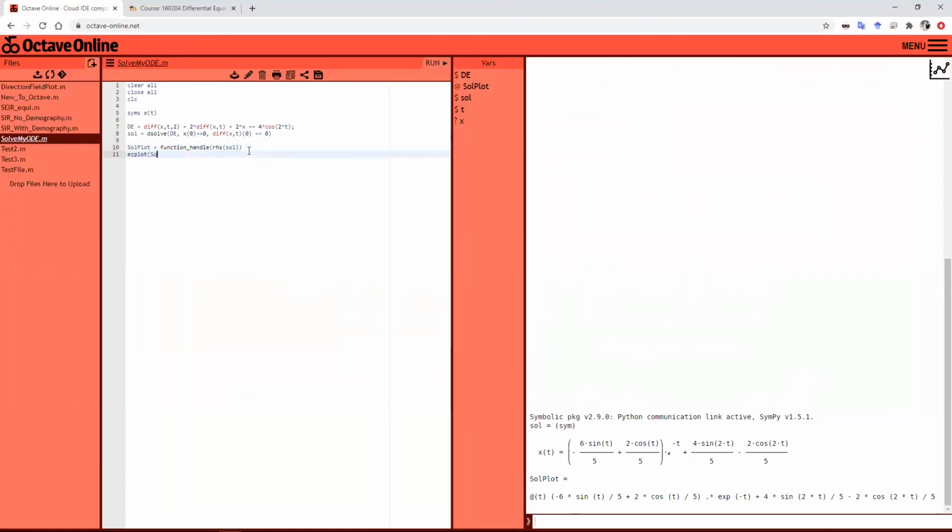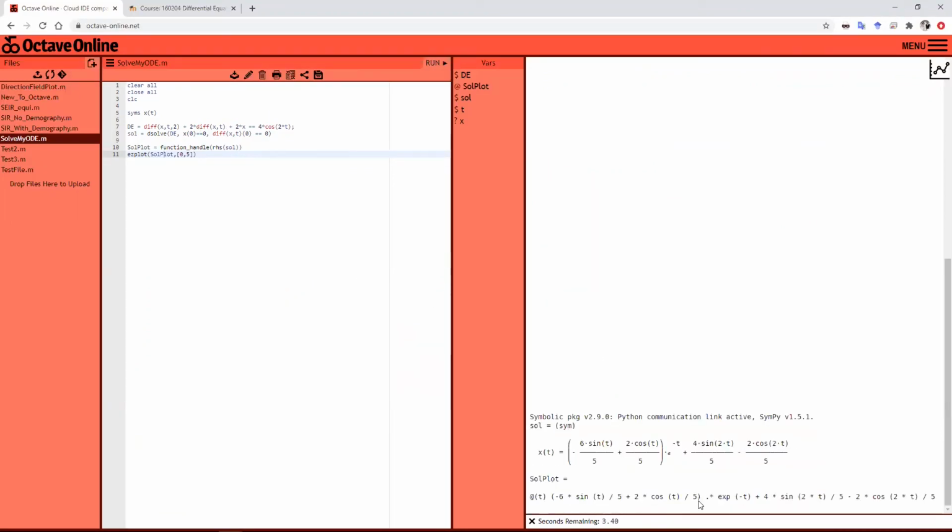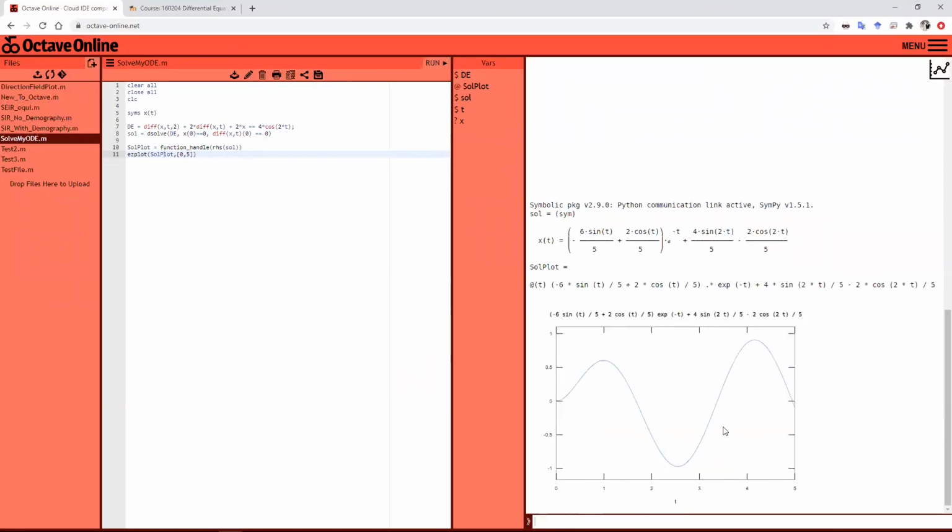I'll EasyPlot the sol plot between t equals 0, which is our starting condition, and let's go to 5. Plot should have a capital P. This should plot the solution between t equals 0 and 5. Okay, great. So here is the solution between t equals 0 and t equals 5. You can see that you have some small oscillation and then some larger oscillation.